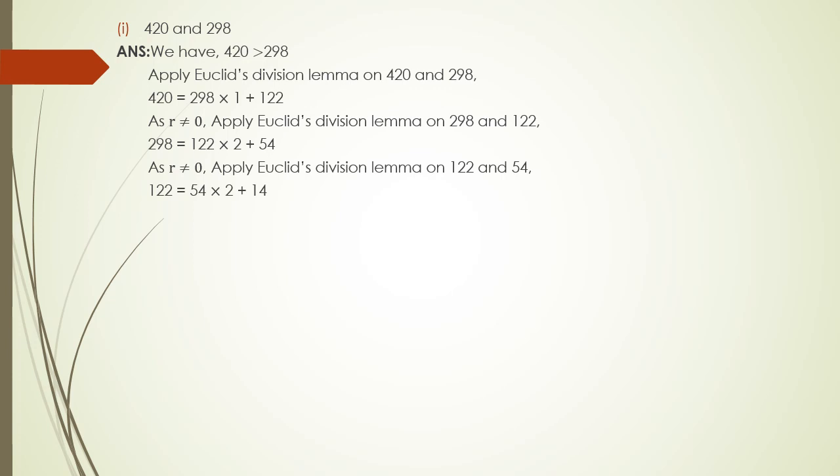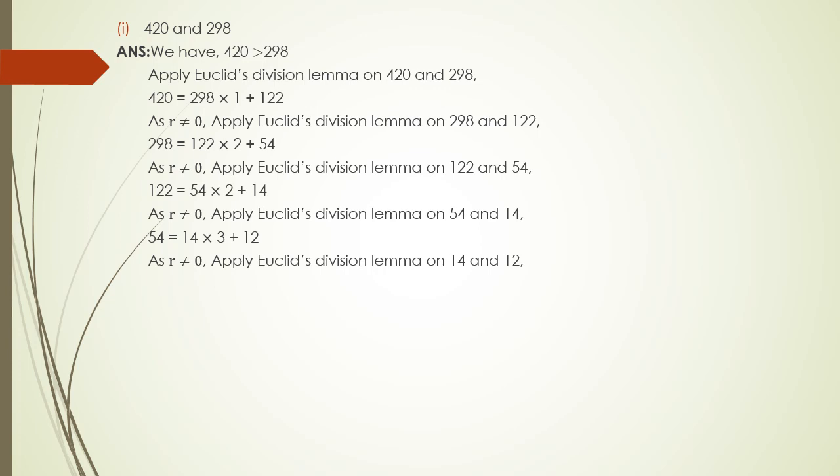As remainder is not equal to 0, we are once again going to apply Euclid's division lemma on 54 and 14. So when we'll apply Euclid's division lemma on 54 and 14, that is, we are going to divide 54 by 14. After that, we will get quotient as 3, remainder as 12. So we can rewrite that as 54 is equal to 14 multiplied by 3 plus 12. Again, we can see that remainder is still not equal to 0. So once again, we are going to apply Euclid's division lemma on 14, which is divisor of the previous step, and 12, which is remainder of the previous step.